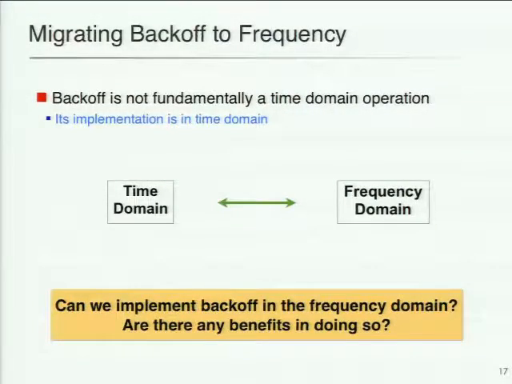So let's take a step back and think about what we are really trying to solve here. Backoff is not fundamentally a time domain operation. It's a concept which says that let people choose random numbers, and whoever has the lowest random number will win the contention. Now, Wi-Fi implements this concept in the time domain by counting down in time. Since time and frequency are interrelated, we ask the question, can we implement Backoff in the frequency domain? And if we can, are there any benefits in doing so?